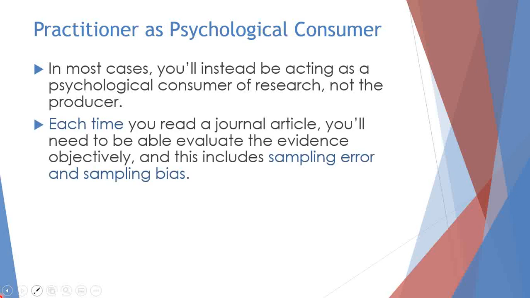Each time you read a journal article, you need to be able to evaluate the evidence objectively. This is one of your ethical obligations, that you need to critically analyse the scientific literature and to use evidence-based practice. And one of the things you need to include in your considerations is sampling error. How likely is it to generalise to other samples? And the issue of sampling bias. Was it a non-representative sample?